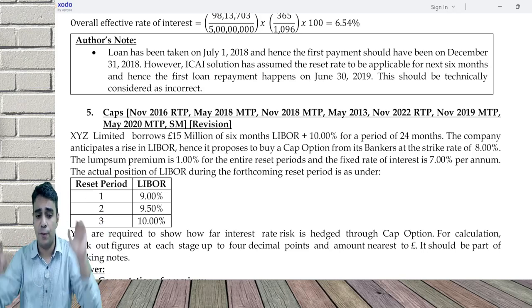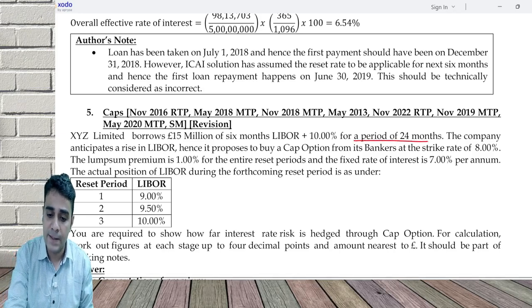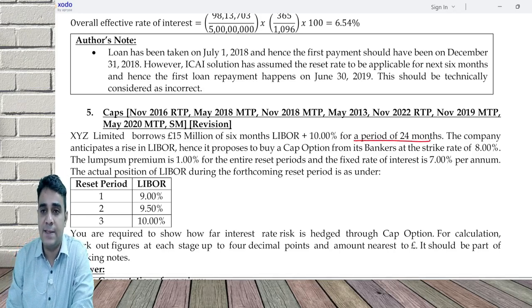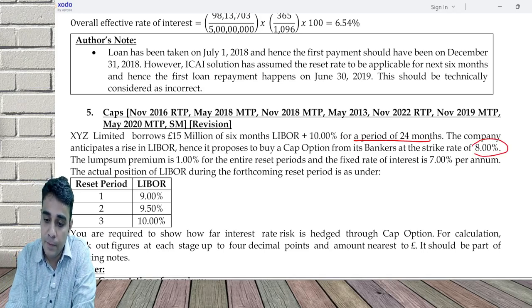XYZ is going to borrow 15 million at 6-month LIBOR plus 10% for a period of 24 months. The company anticipates a rise in LIBOR and is taking a cap option at a strike rate of 8%. Lump sum premium is 1%.